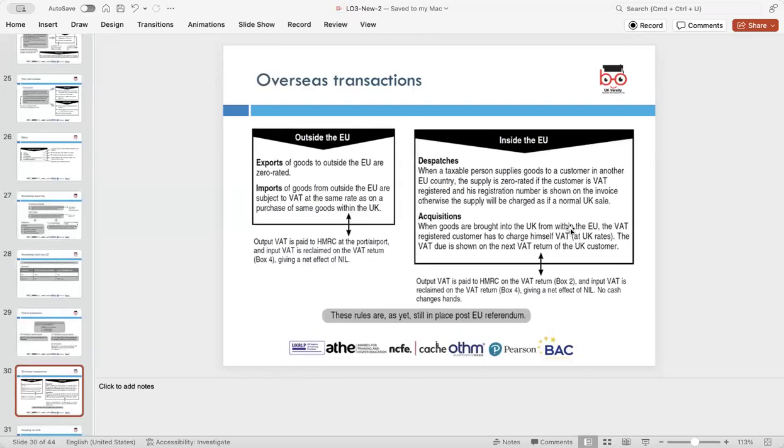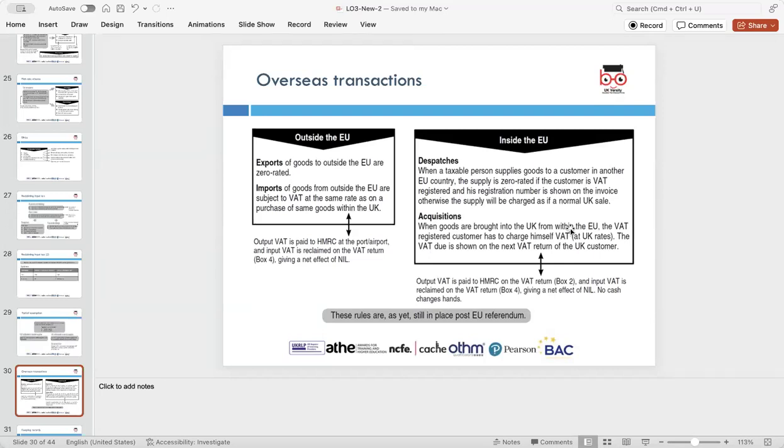Overseas transactions, outside the EU and inside the EU. So basically, exports of goods to destinations outside the EU are usually zero rated for VAT. Imports of goods from outside the EU are subject to VAT at the same rate as if the goods were purchased within the UK.